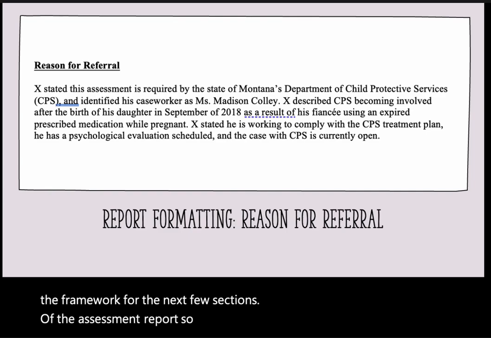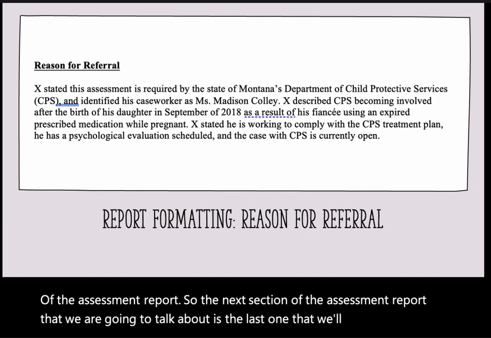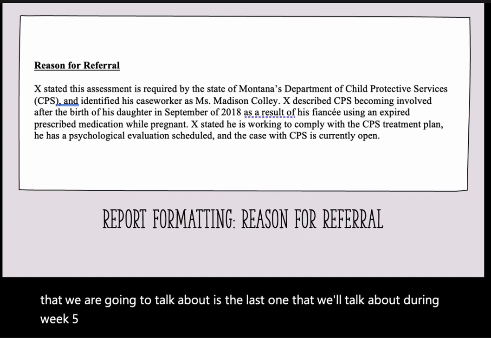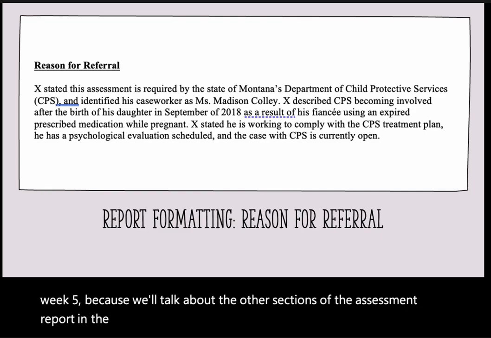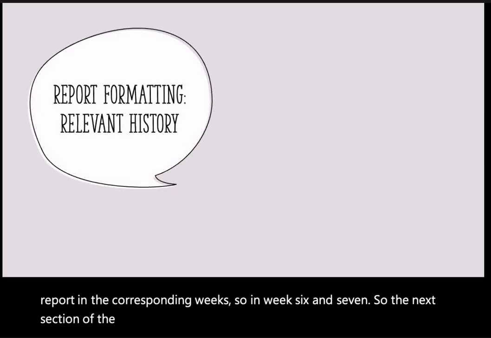So the next section of the assessment report that we are going to talk about is the last one that we'll talk about during week 5, because we'll talk about the other sections of the assessment report in the corresponding weeks. So in week 6 and 7. So the next section of the assessment report is what we call the relevant history section.